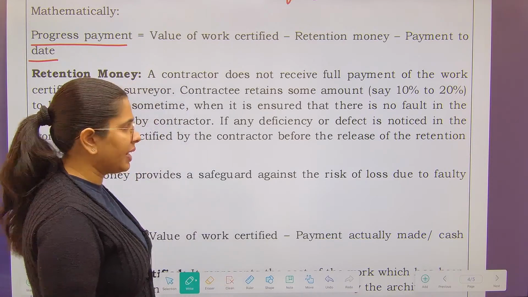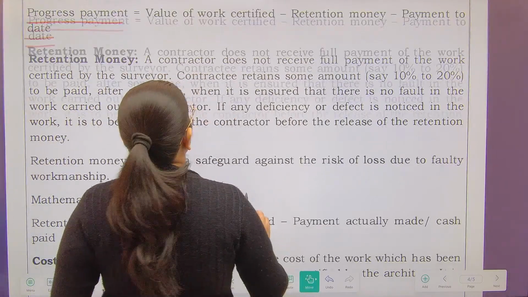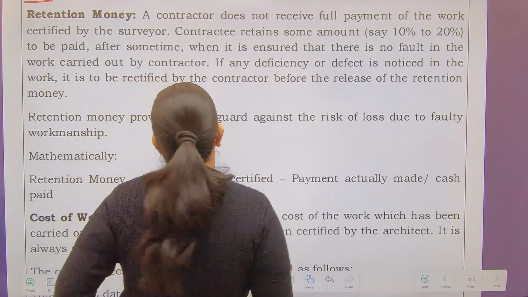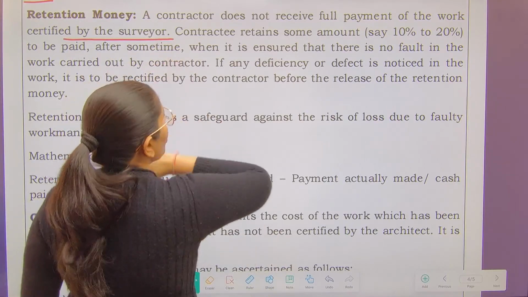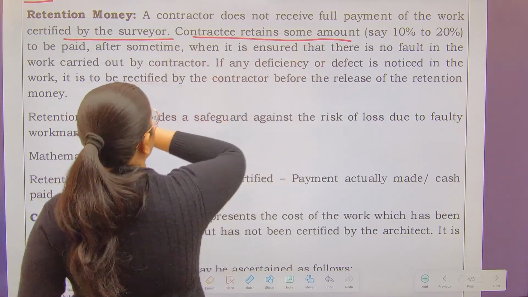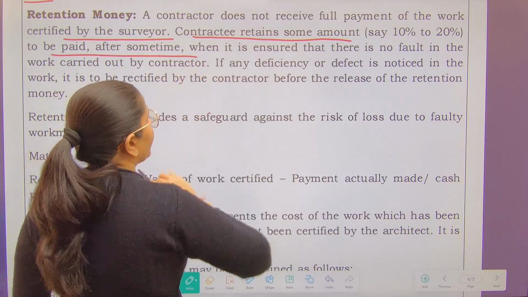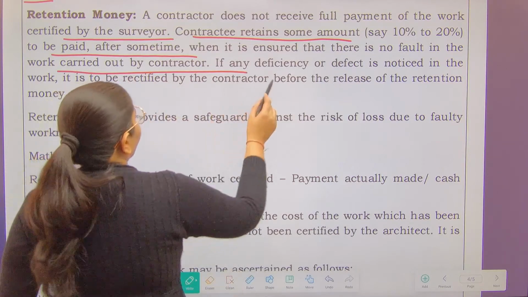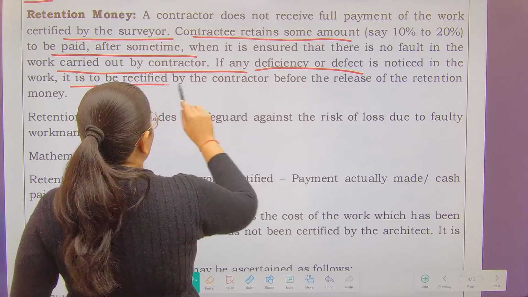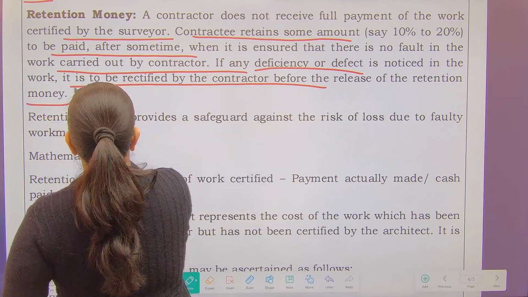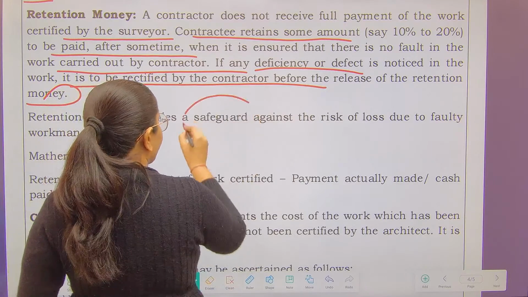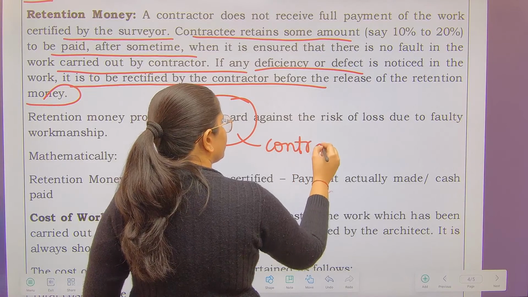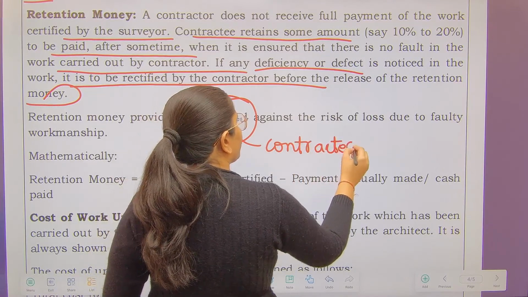Now let's see what retention money means. A contractor does not receive full payment of the work certified by the surveyor. The contractee retains some amount, like 10 to 20%, to be paid once it is ensured that there is no fault in the work carried out. If any deficiency is noticed, it is to be rectified by the contractor before the release of retention money. It is a safeguard for the contractee.